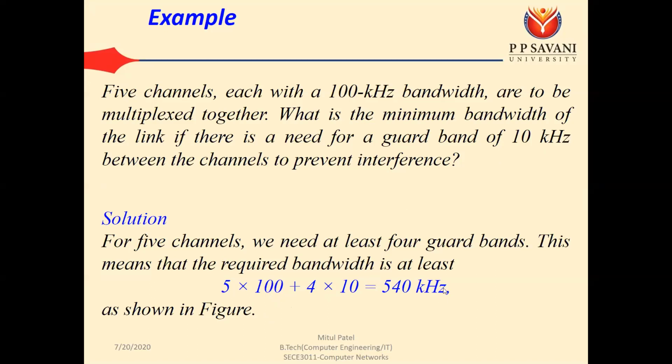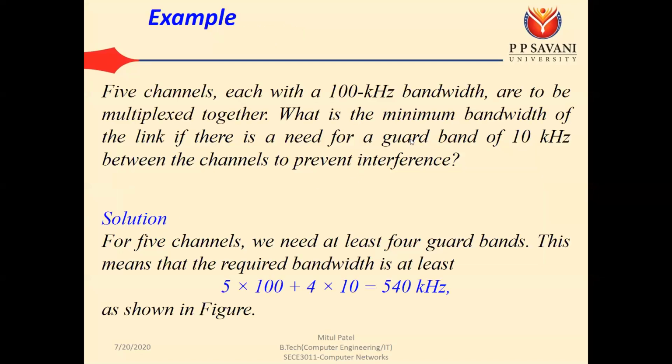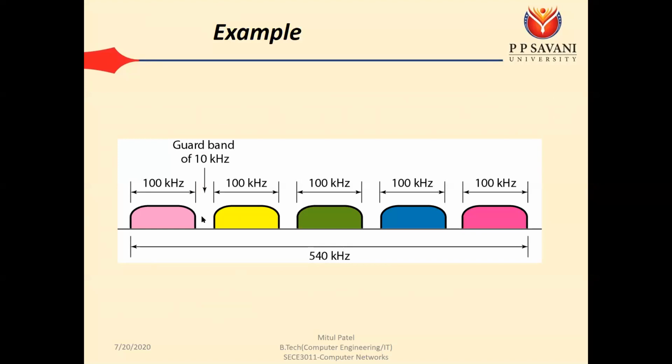So if we have a link or bandwidth of 540 kilohertz, then we can combine the 5 channels with a guard band of 10 kilohertz. You can see here that these are the 5 channels, 100 kilohertz, 100, 100, 100 and 100. And we require a guard band of 10 kilohertz between each and every channel: between the first and second, the second and third, the third and fourth, and the fourth and fifth. So the total requirement of the link is 540 kilohertz.